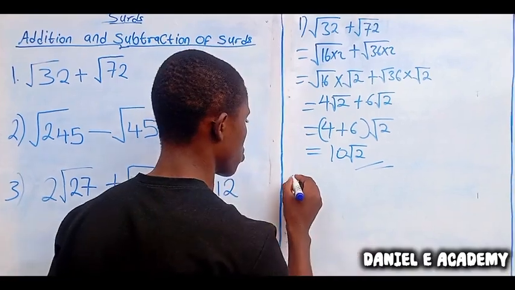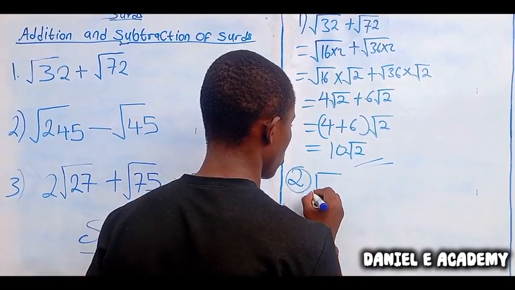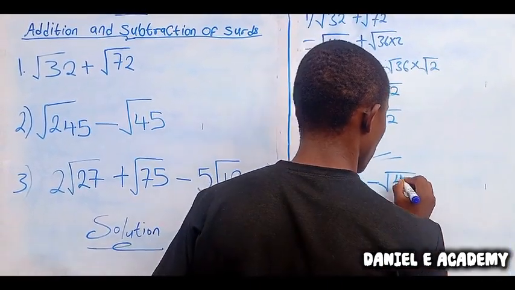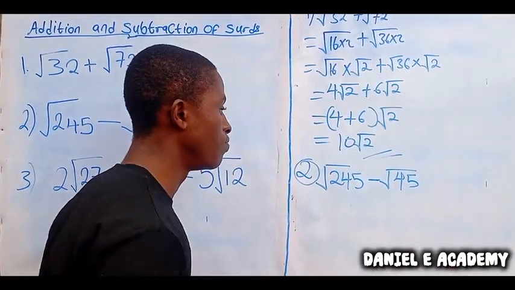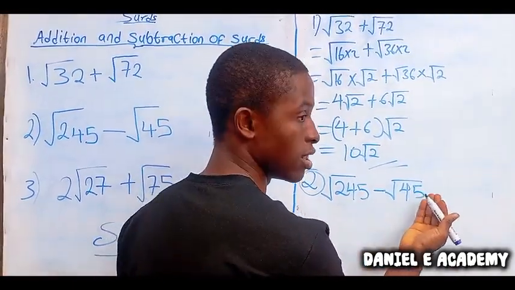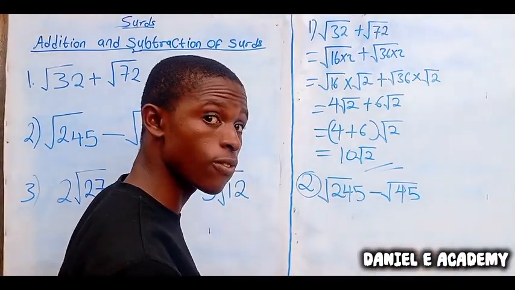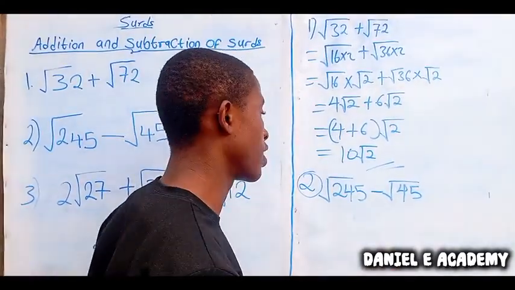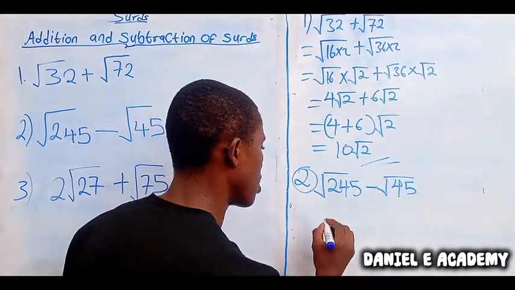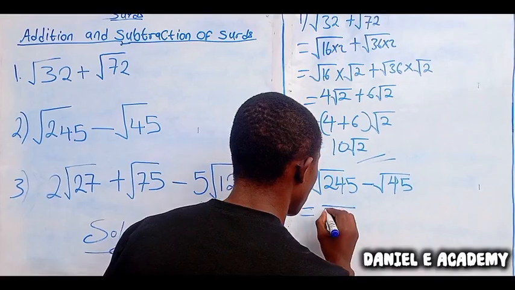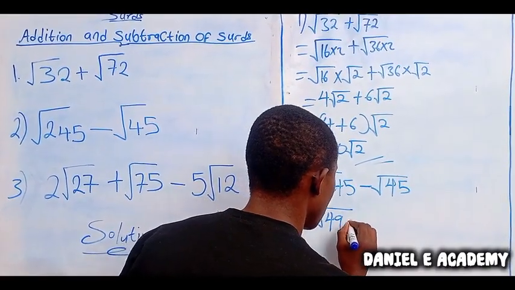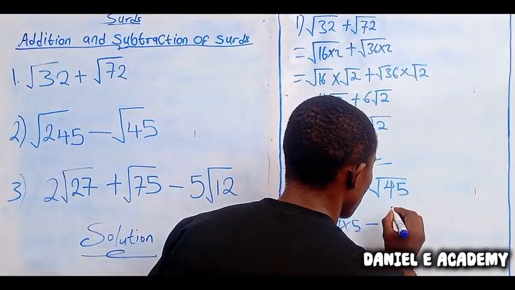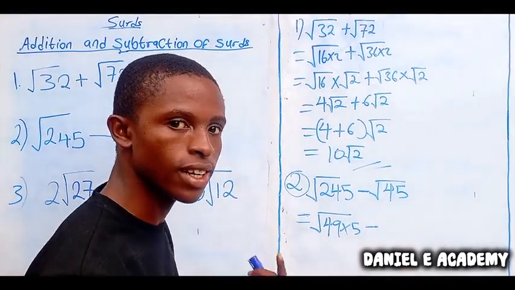Let's try question 2: root of 245 minus root of 45. Again, we have 5 as the ending number, so that means 5 can divide these numbers. 245 divided by 5 gives us 49. So root of 49 multiplied by 5, and 49 is a perfect square, minus 45 divided by 5, which is 9.